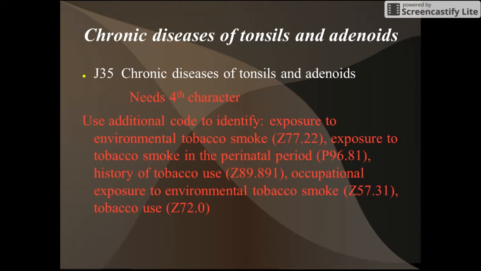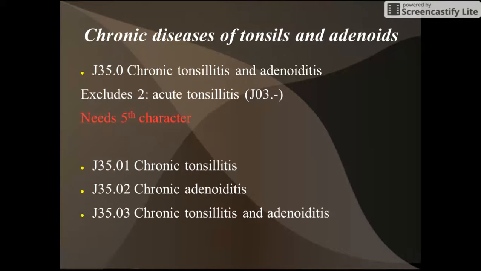J35, chronic diseases of tonsils and adenoids. Again, you're going to need a fourth character and an additional code to identify environmental tobacco smoke in perinatal period, history of use, occupational exposure. J35.0 is chronic tonsillitis and adenoiditis. Now, when you get into the diseases of the tonsils and adenoids, they follow a pattern. So you have the individual diagnosis for the tonsils and then the adenoids, and then there's an additional code for both together at the same time.